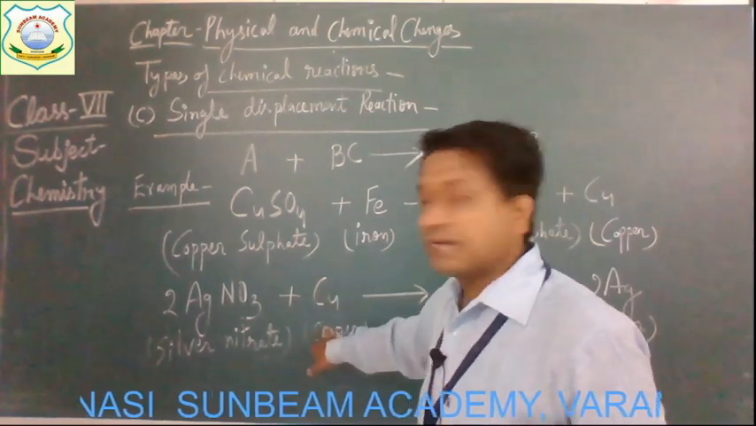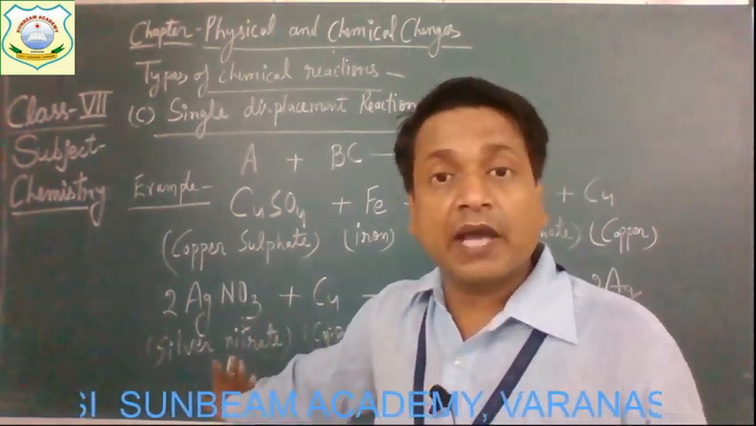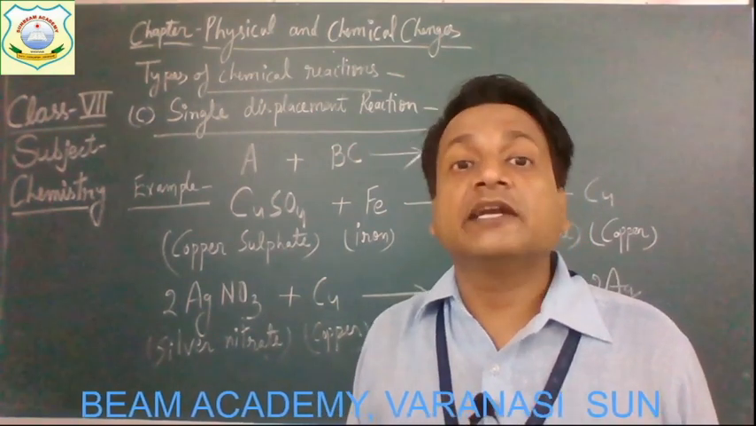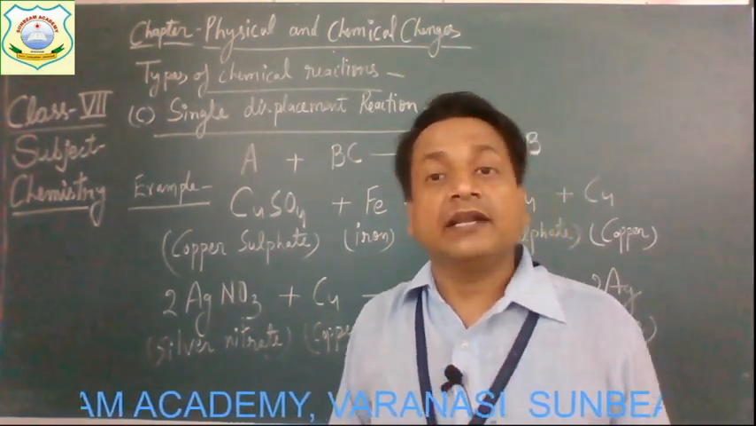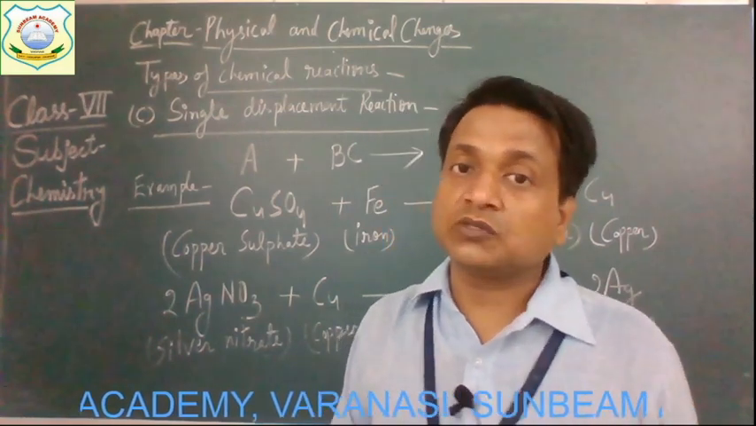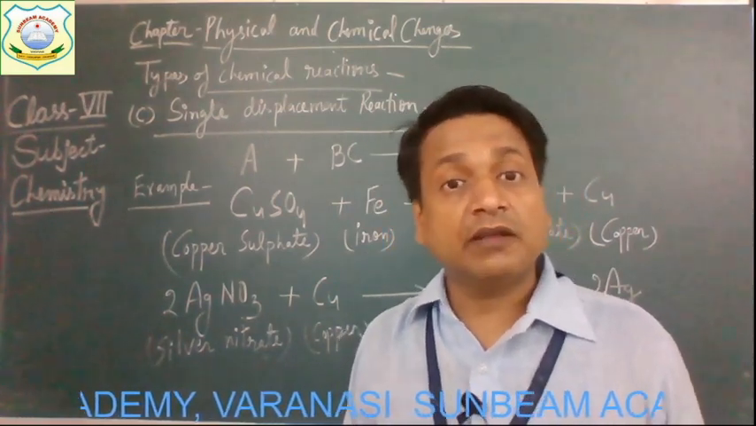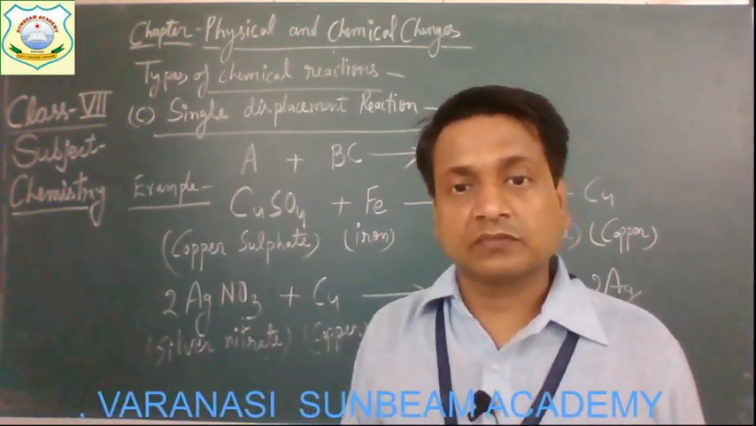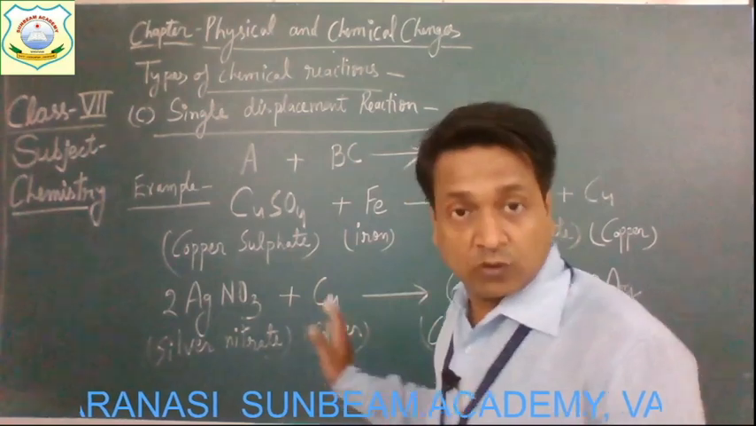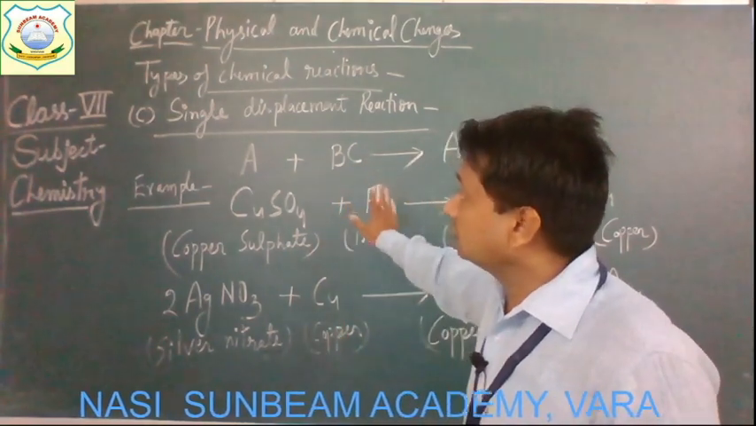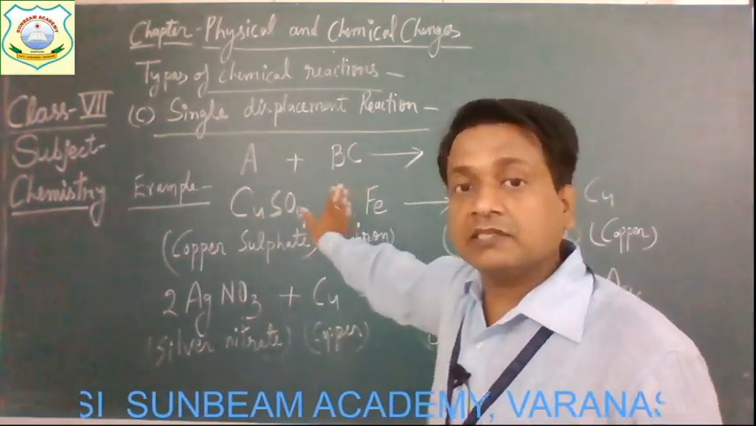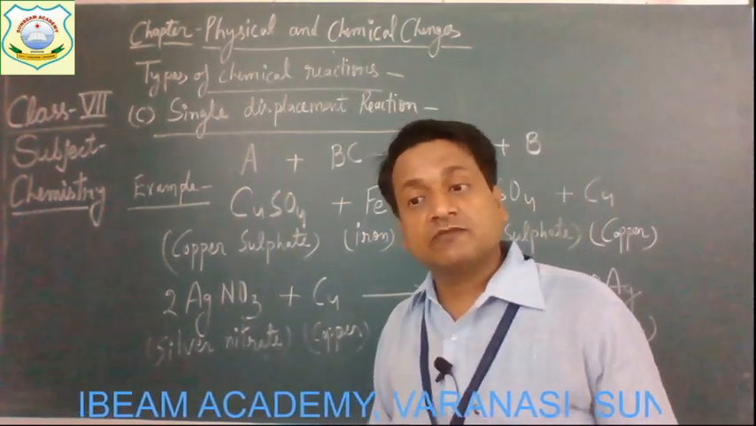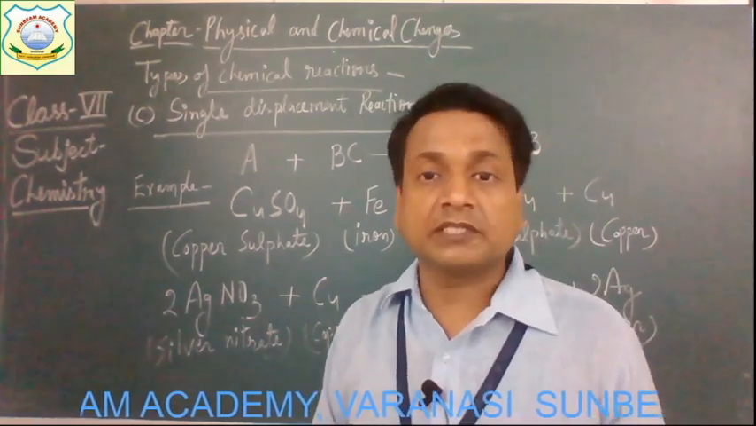In the second example, if a piece of copper wire is dipped in silver nitrate solution, what will happen? It gets coated with silver and the color of the solution changes to bluish due to the formation of copper nitrate. Okay, get it? So I hope that you understood this third type of chemical reaction, that is single displacement reaction. And now come to the next, fourth, that is double displacement reaction.